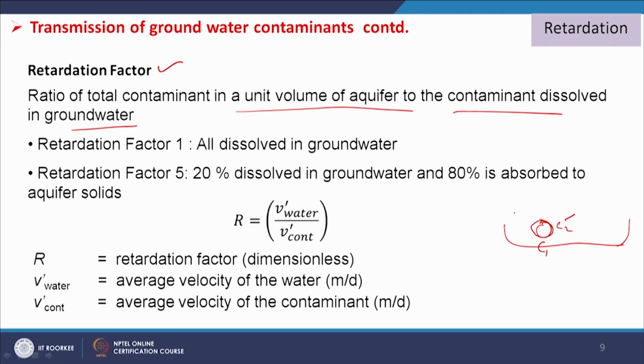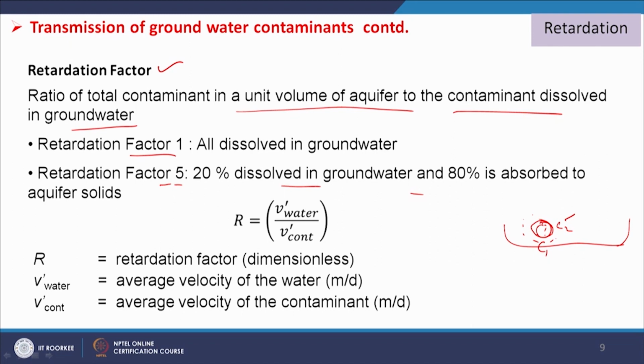If the ratio is 1, that means all the contaminants are dissolved in the water, but if it is 5, that means not all contaminants are dissolved in the water, some are associated with the aquifer materials. So, if it is 5, then 20% is dissolved in the groundwater and 80% of the pollutants are associated with this material. So, this is the concept of retardation factor, and the higher the value of the retardation factor, the lesser the solubility of the pollutants in the water.